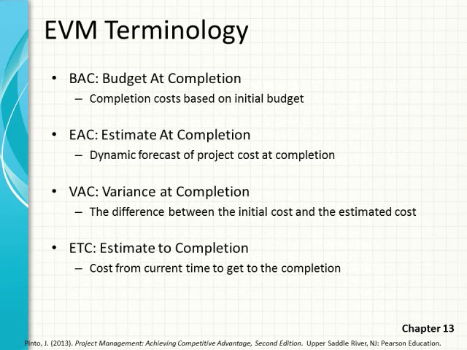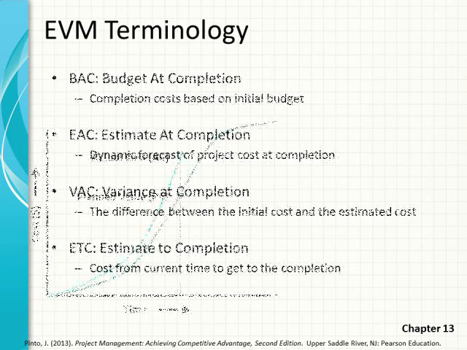So let's continue on with 4 more earned value management terms. That's the budget at completion, the estimate at completion, the variance at completion, and the estimate to completion. Again, very dry terminology, so let's use an illustration to bring it to life.